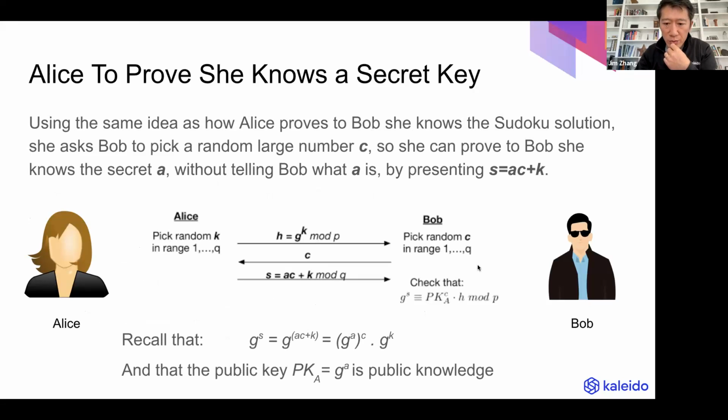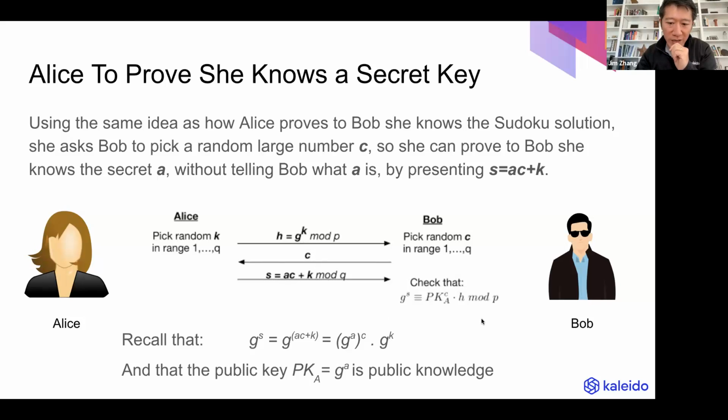Bob then picks another random number C and shares the C with Alice. Now Alice has to calculate A times C plus K. Remember, K is the number Alice picked. C is the number that Bob picked. Both are random numbers. A is secret knowledge that only Alice has. She has to calculate the number S. So she couldn't calculate S unless she knows A. And again, at this point, C and K are both quote unquote known to Bob. We know K is not known to Bob, but G raised to the power of K is known to Bob.